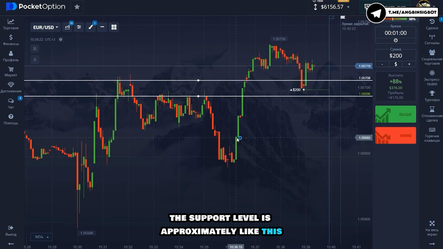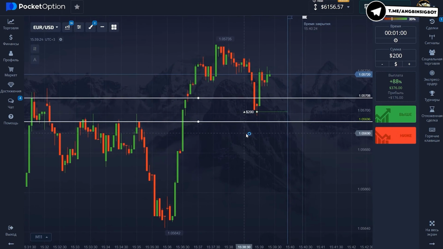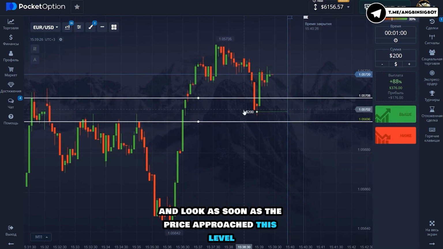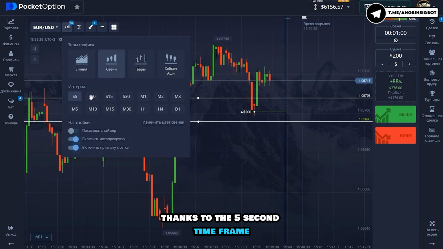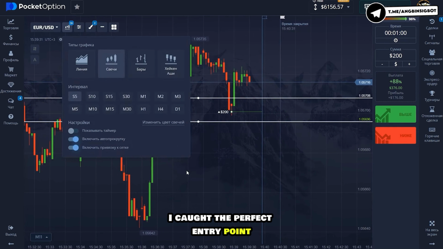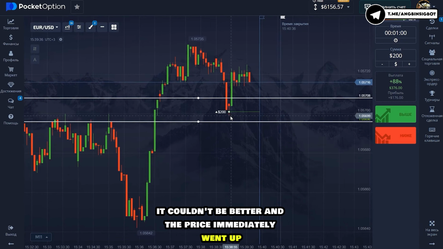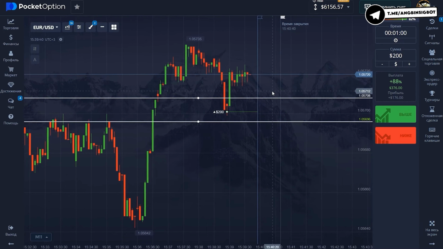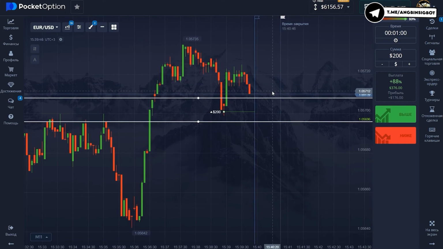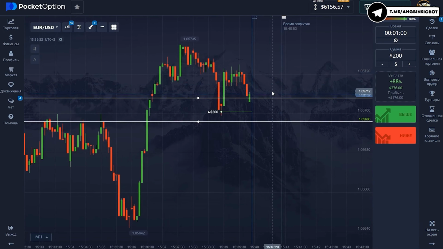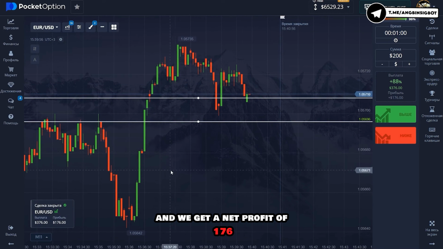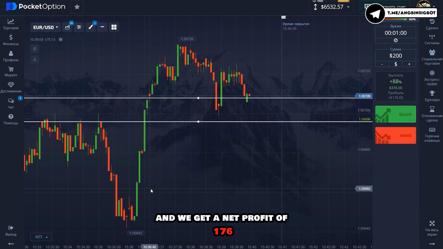The support level is approximately like this. And look, as soon as the price approached this level, thanks to the 5-second time frame, I caught the perfect entry point. It couldn't be better. And the price immediately went up. And we get a net profit of 176.